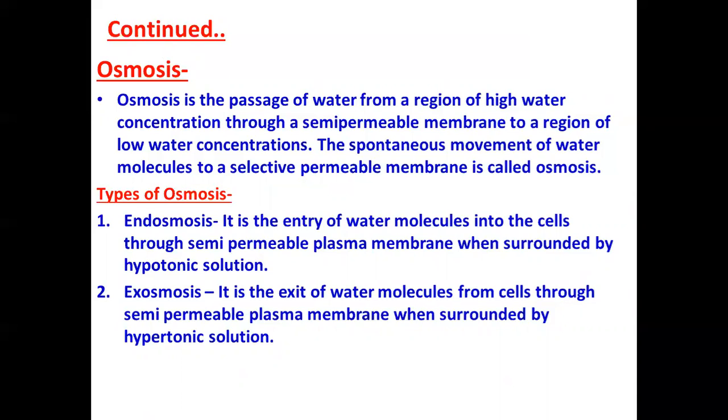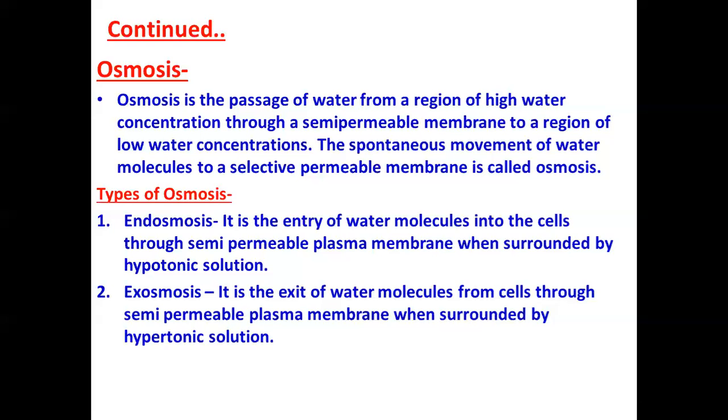Osmosis is the process, or the passage, of water from a region of high water concentration through a semi-permeable membrane to a region of low water concentration. The spontaneous movement of water molecules through a selectively permeable membrane is called osmosis. So here the movement of molecules takes place, but that will be liquid, that means water, the solvent. So in that context, if we are talking, then that process is known as osmosis.